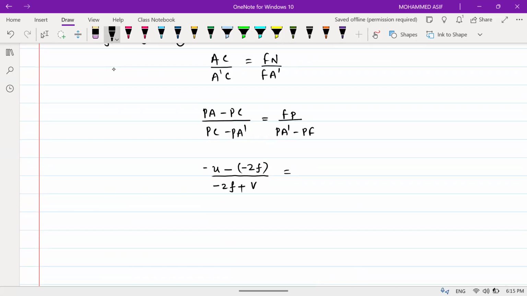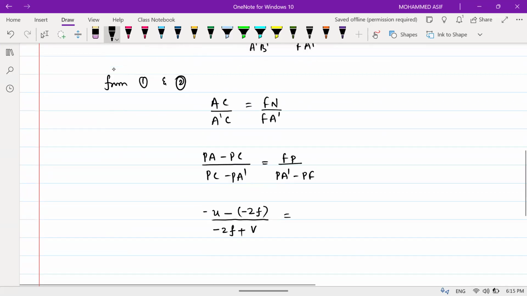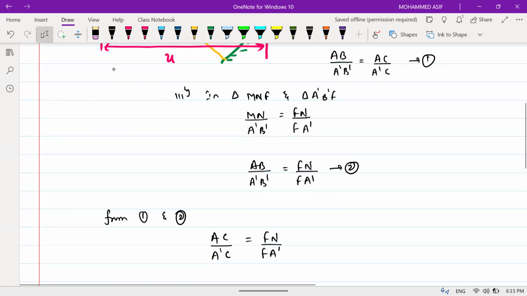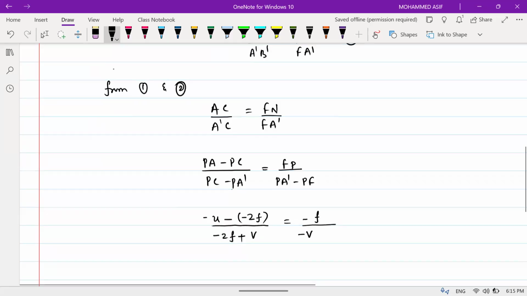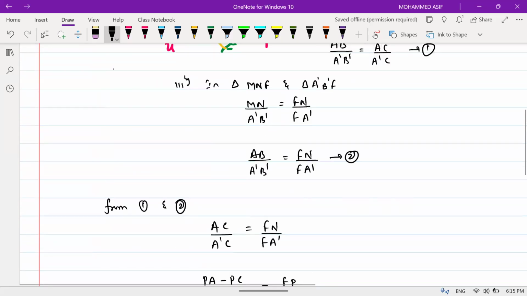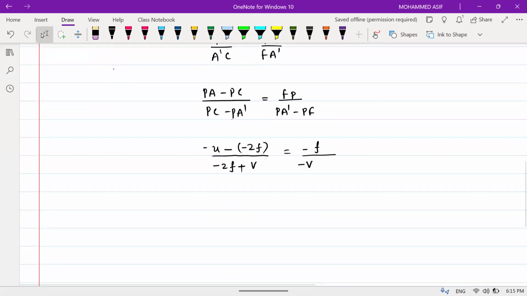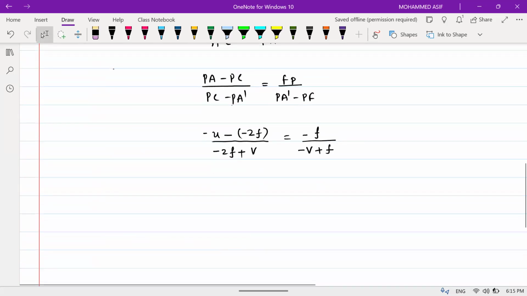FP will be equal to how much? Anyone? F to P, see the diagram? FP will be the focal length. So it will be equal to minus f divided by PA', which from the given figure, as we just now wrote, is negative, equal to minus v. PF will be equal to how much? See the figure, P to F will be the focal length, or FP will be equal to focal length. So minus of minus, it will be equal to plus f. Okay. Am I clear till this one?